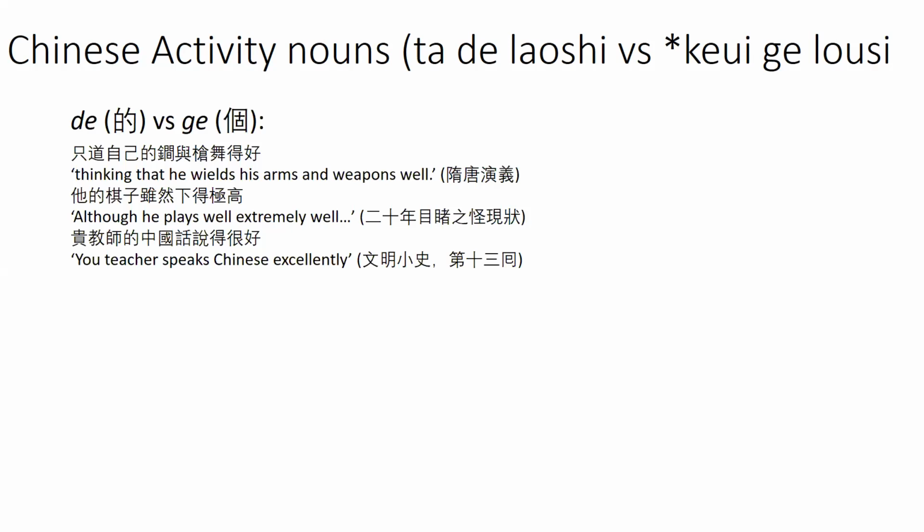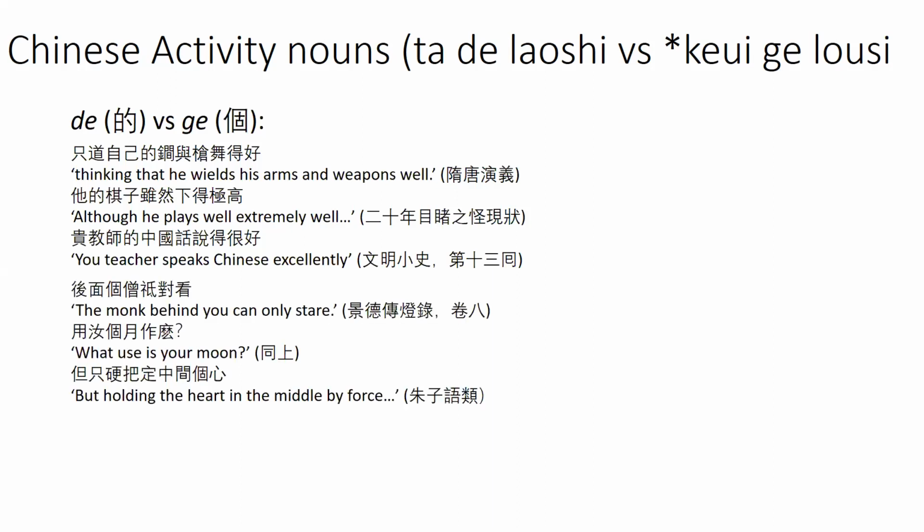In the second example, 他的旗子虽然下得极高，他的旗子下得极高。旗子 here probably denotes his chess playing skills rather than his actual chessboard. And in the third one, a more recent example, 桂老师的中国话说得很好，中国话说得很好。Again, this probably denotes his skill or his ability in speaking Chinese rather than his Chinese, a concrete thing. So de here historically is attested with nouns that seem to denote activities rather than concrete actual objects.